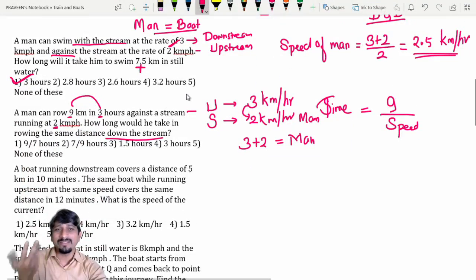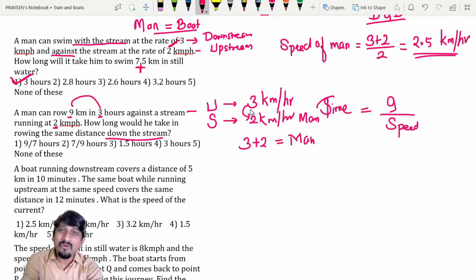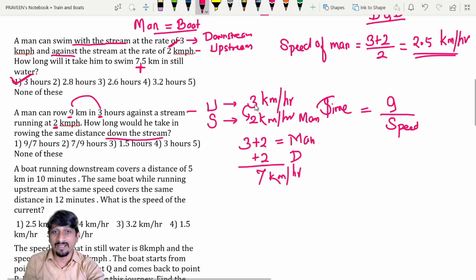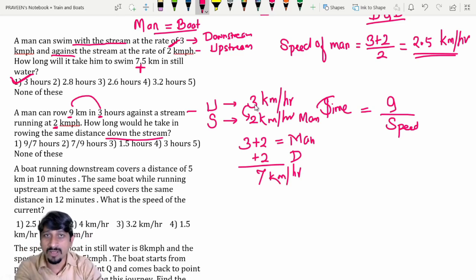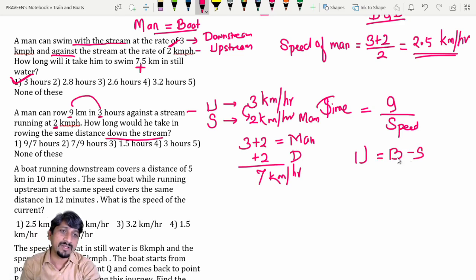But when you remember this, you will understand that the stream speed has been removed from the upstream speed, so we will add it. And then to get the downstream speed, again one more time we have to add the stream speed. So it will be 7 kilometers per hour. How did it come? Try to understand. Upstream speed is 3, where the stream speed has been removed. So upstream speed is equal to boat minus stream speed.